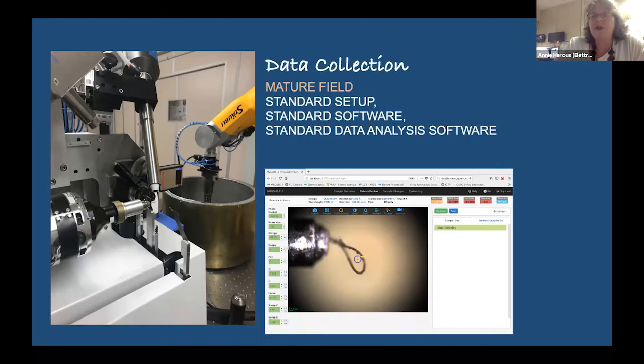A lot of the facilities have agreed to use the same software for the data collection, and you can see down there, this is MX-Cube. You can find it at ESRF, you can find it at Soleil, Alba, and a lot of other facilities. So the users can arrive and start data collection immediately. They feel comfortable, they know what to do.